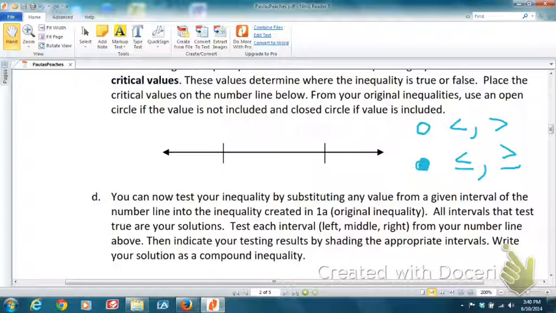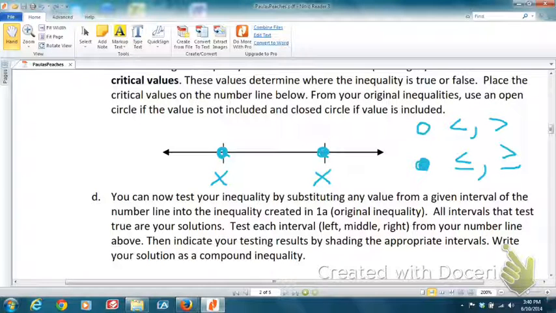So in our original inequality, we were dealing with greater than or equal to, so that means our circles are going to be closed. So I'm just going to put a circle here and here, because again, we're dealing with closed circles. Now, your endpoints are those critical values, whatever x is equal to. So one will go here, you're going to have an x right here, and you're going to have an x right here. Whatever it is, you have to find out what it is when you factor.